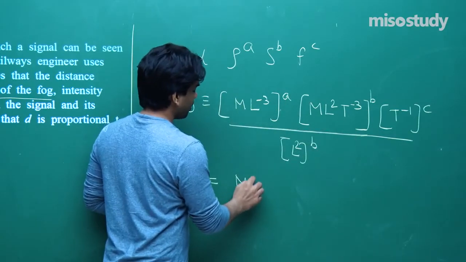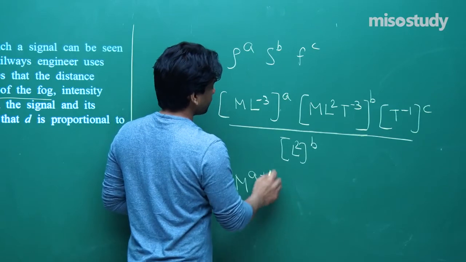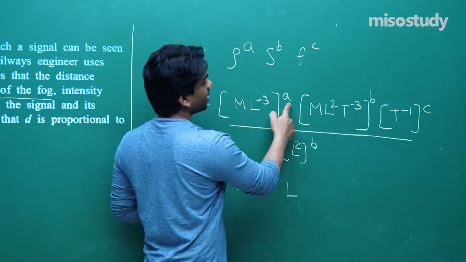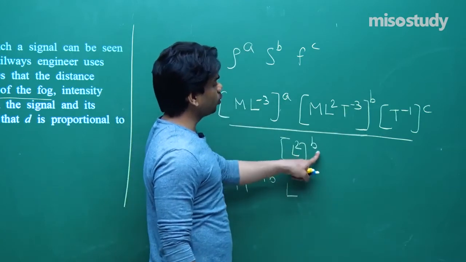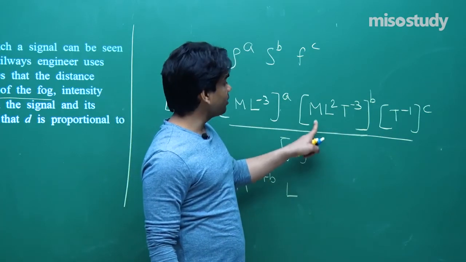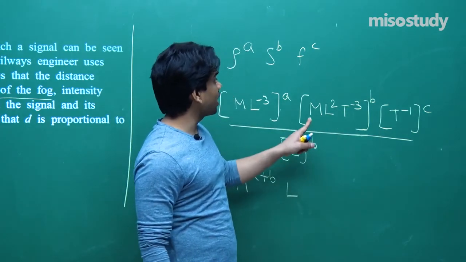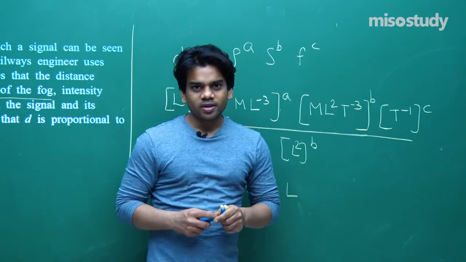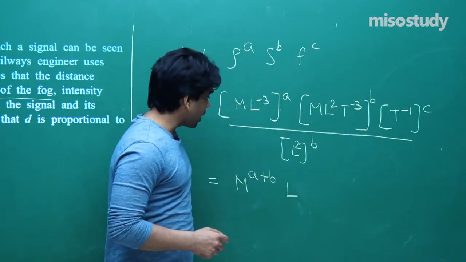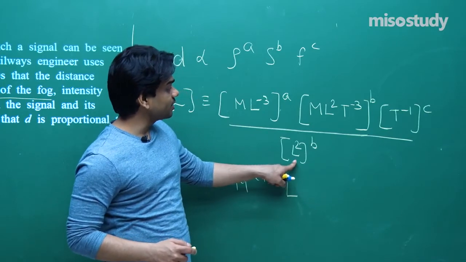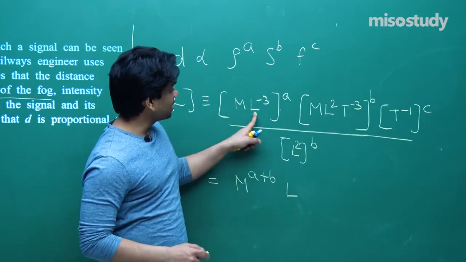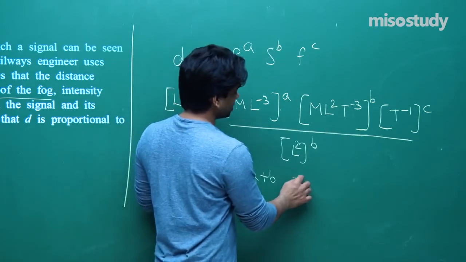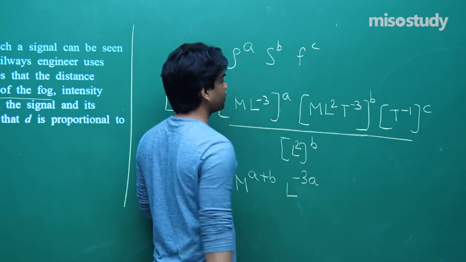So m power A plus B, L power minus 3A plus 2B, and here you see you have L power 2B. Power I have written work done per unit time and per unit area, so that's for intensity. L power 2B, L power 2B will be cancelled out here, and L power minus 3A still we have, so L power minus 3A will be the only term that we will be having.